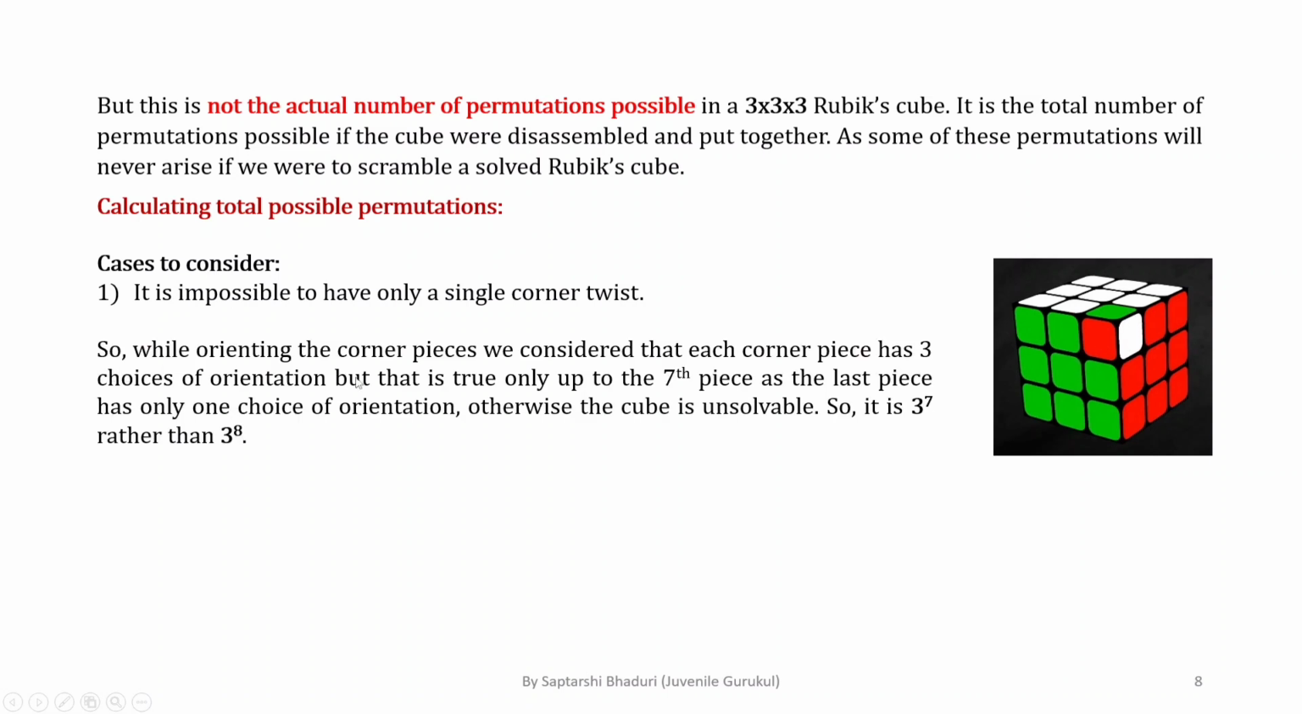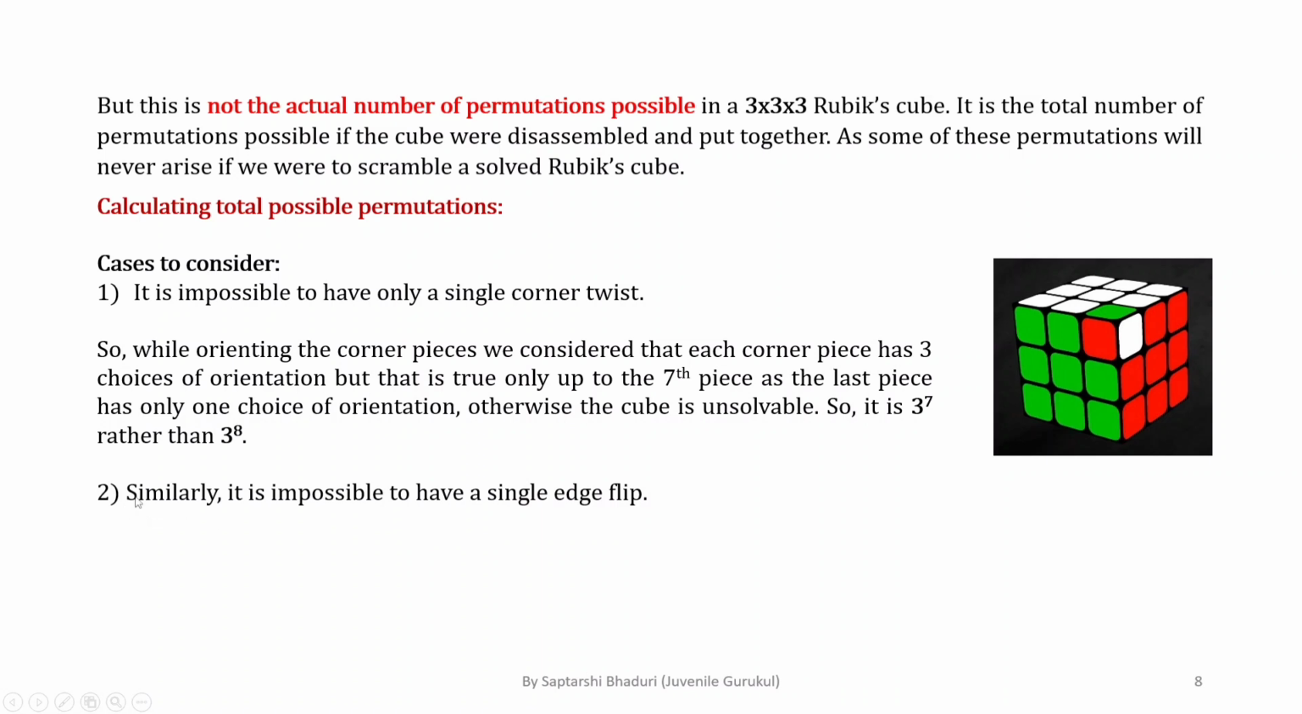So while orienting the corner pieces, we considered that each corner piece has 3 choices of orientation, but that is true only up to the 7th piece, as the last piece has only 1 choice of orientation. Otherwise the cube is unsolvable. So it is 3 to the power 7 rather than 3 to the power 8.